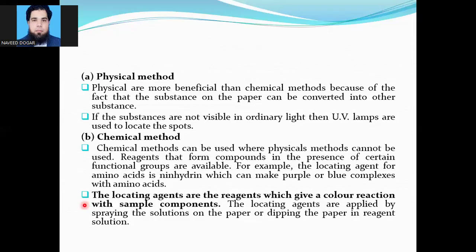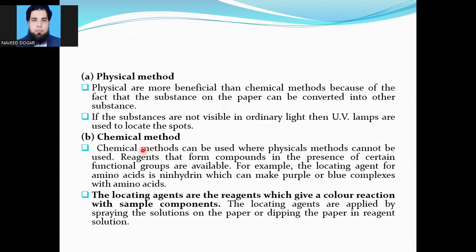In physical methods, we basically do not use any chemical, and the physical methods are more beneficial and better than the chemical methods, because in physical methods there is no interaction of the separated components with any other chemical, or there is no complex formation. So the components remain in their pure chemical state. In physical methods, we can use a UV lamp, or we can use ordinary light as a locator to locate the spots. So these are the physical methods.